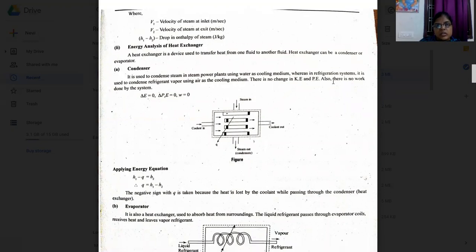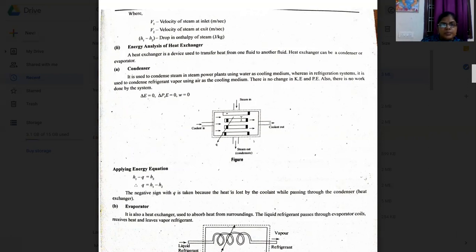If we consider the condenser, this is the condenser. Here we have coolant in and coolant out, and steam in and steam out. The steam is very hot, at high temperature, and whenever the coolant flows through it, heat is taken from the steam in. Finally, the steam condenses at the outlet. Here the coolant inlet temperature is, for example, 10 degrees, and the coolant outlet is 30 degrees. Because the coolant temperature increases, the steam temperature decreases, and that is the reason it condenses.